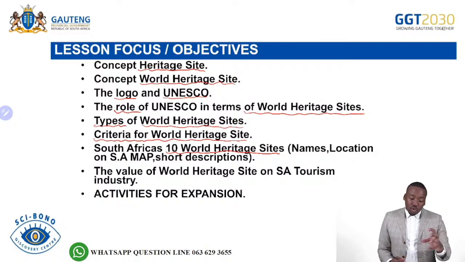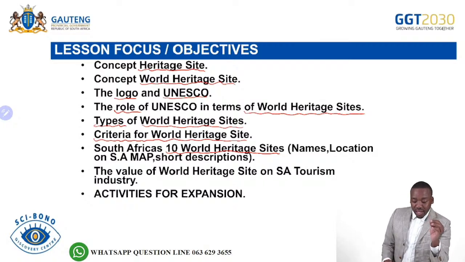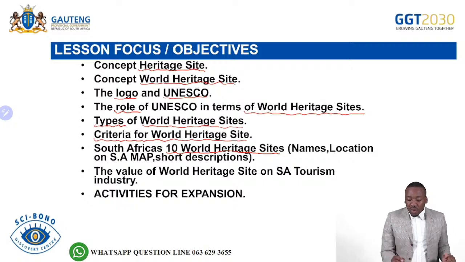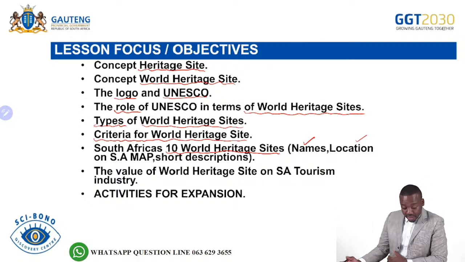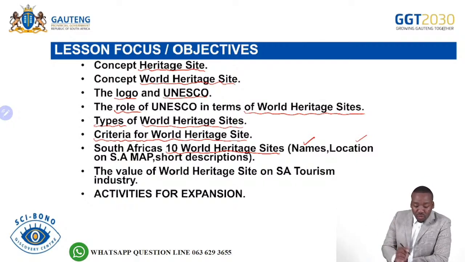So when we're looking at South Africa's World Heritage Sites, we are going to be focusing on the following. Number one, we are going to look at the name of each World Heritage Site that we have here in South Africa. Then we are going to be looking at the location, in terms of where this site is located in South Africa. But we are also going to be looking at the location of the site, especially on what?